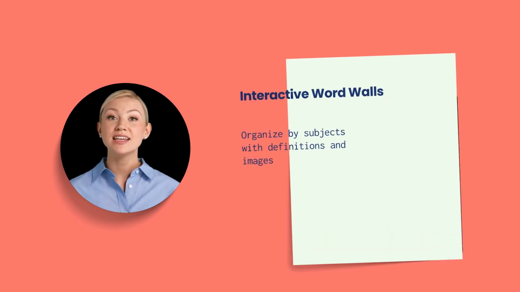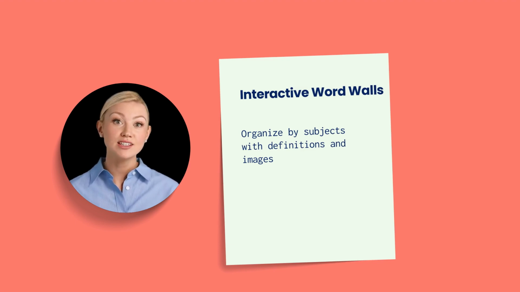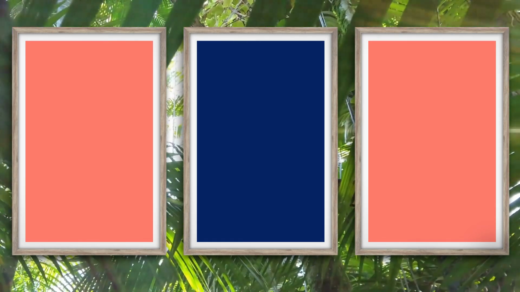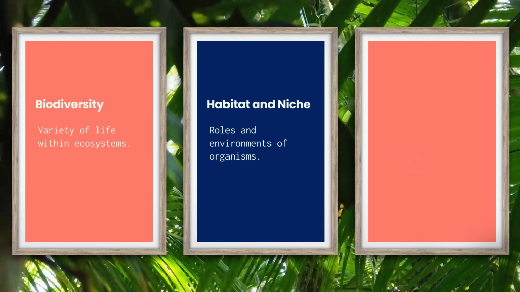Use interactive and subject-specific word walls. Create word walls organized by academic subjects and include definitions, images, and example sentences. For example, a science word wall for a unit on ecosystems with terms like biodiversity, habitat, niche, and trophic levels.